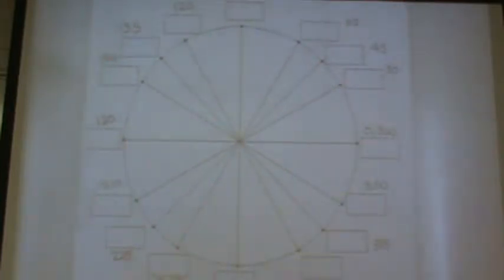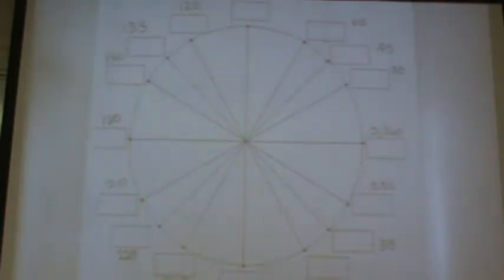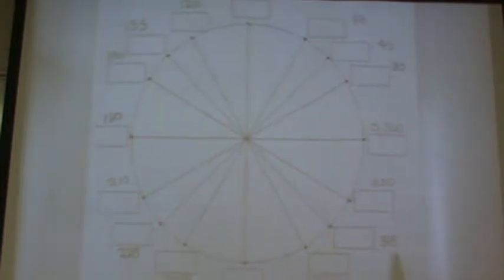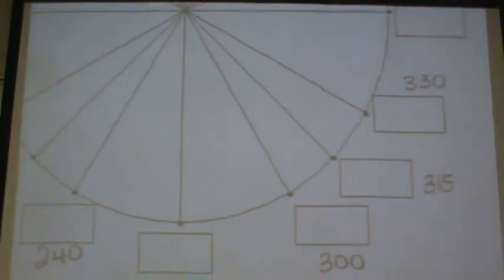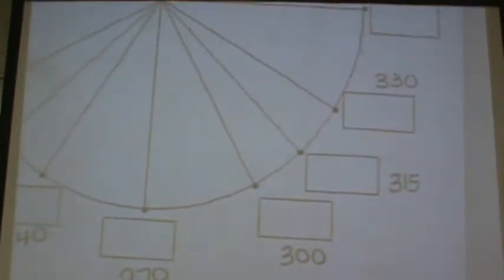Those are in degrees. Now, there's another unit of measurement that we use, and you're gonna use it a lot in pre-calc next year, and you're gonna use it in science. It's called radian measure. We're gonna use radian measure to measure the central angles again. Oh, it's 315, not 35.